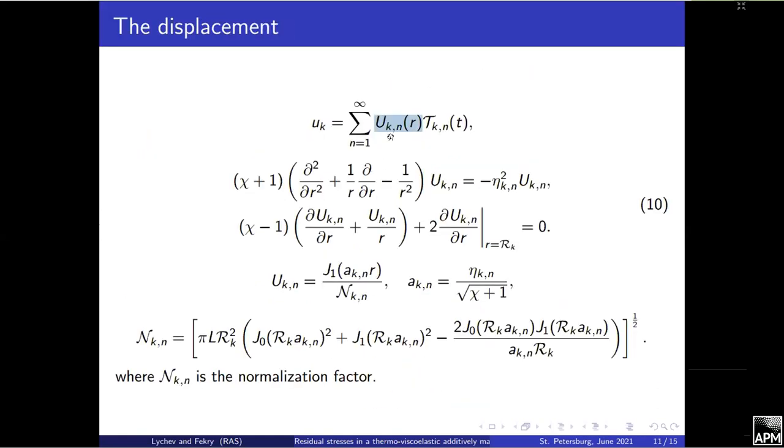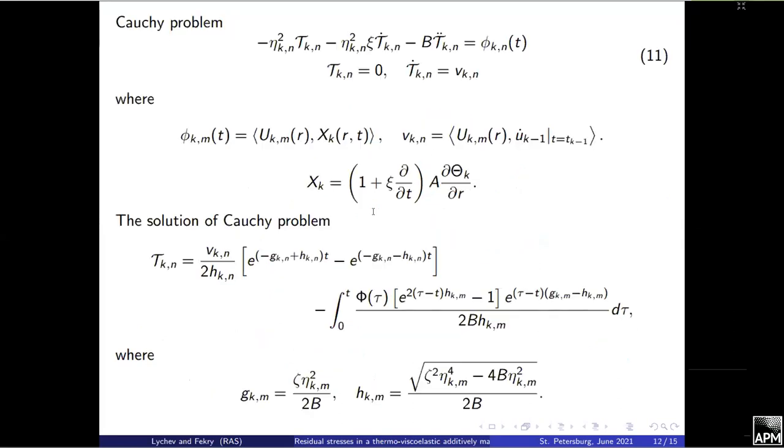By doing this, we will get a new problem for the part that relates to time, for t. It will give us a Cauchy problem, which is also an inhomogeneous ordinary differential equation. The solution of this gives us two solutions, the homogeneous solution and the inhomogeneous solution. By this way, now we have the whole solution, the solution for U and the solution for T.